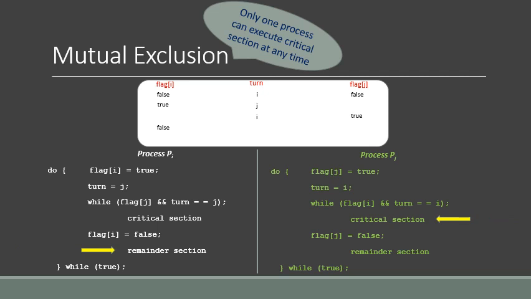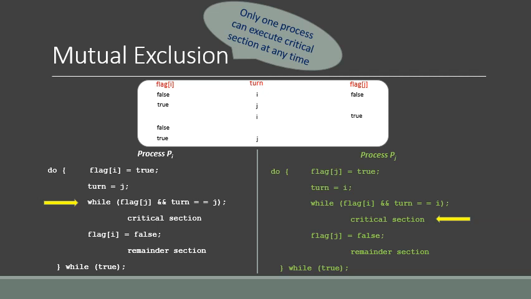While process Pj is executing its critical section, the other process Pi cannot execute its critical section. To prove this, suppose process Pi again wants to execute its critical section. So it has to execute the entry code first. It would change the flag of i to true and it would set turn to the value j.